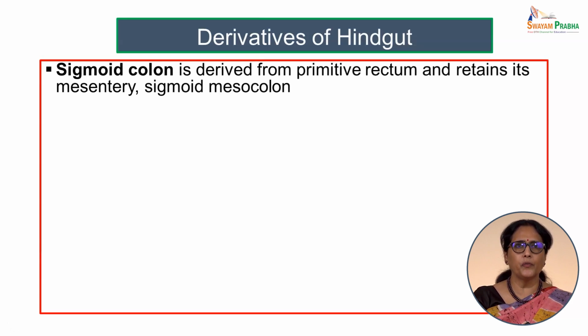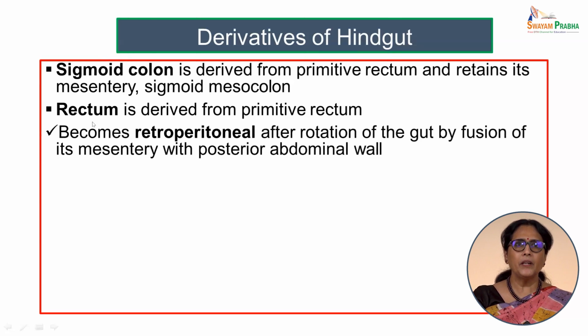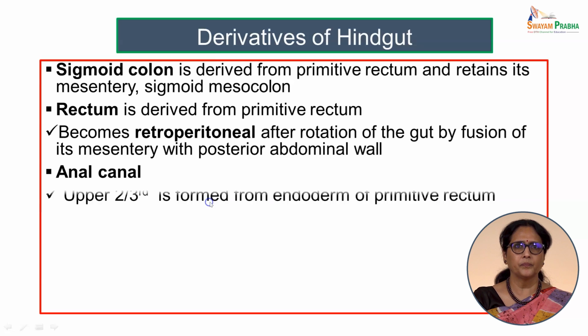The third derivative of hindgut is the sigmoid colon. It is derived from the primitive rectum and retains its mesentery called as sigmoid mesocolon. The fourth derivative is rectum, which is derived from the primitive rectum. Primitive rectum gives rise to rectum, which also becomes retroperitoneal after rotation of the gut due to fusion of its mesentery with the parietal peritoneum of the posterior abdominal wall.